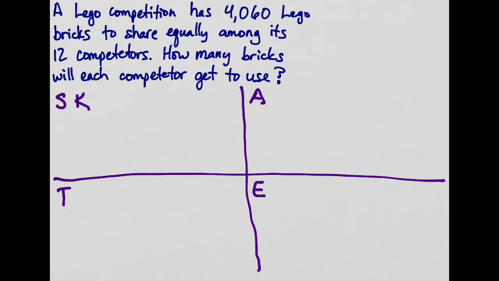Okay. Well, it's not really a person. It's a bunch of people. I'm going to still draw a person. I'm going to write LC, but we know it's not really a person. It's a competition. The Lego competition has something. They have a great big bin with 4,060 Legos. I can almost picture that.